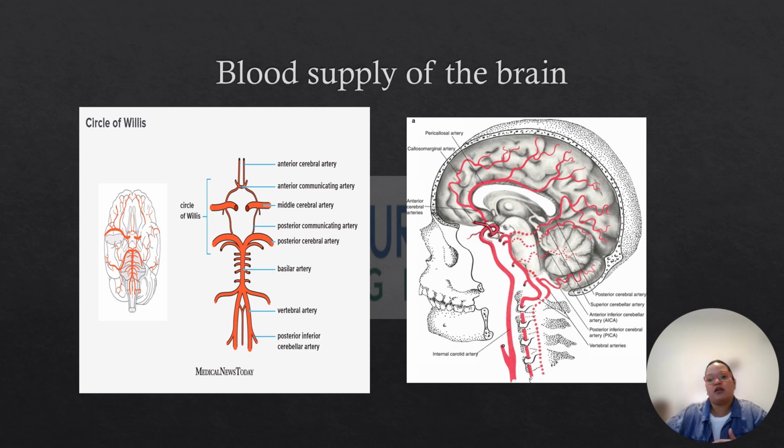So just make sure that you know PICA, AICA, and the superior cerebellar are for the cerebellum, and PCA, MCA, and ACA go to the brain, to what we know as the cerebrum.